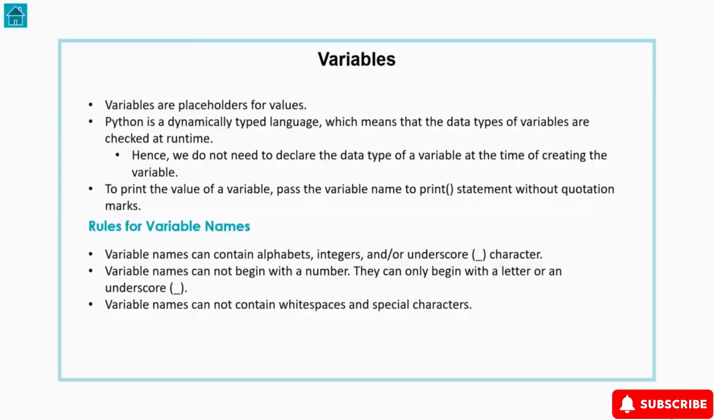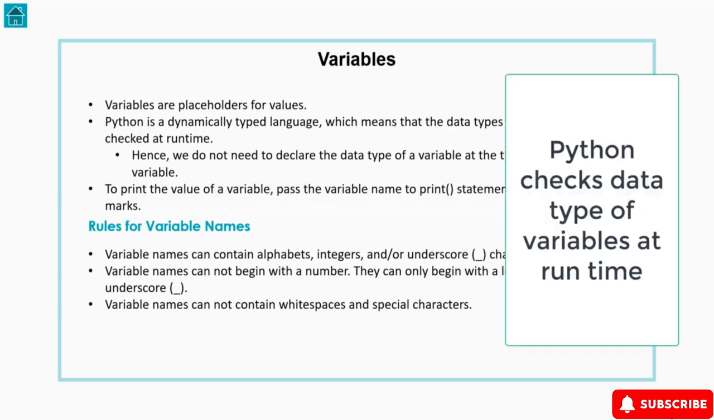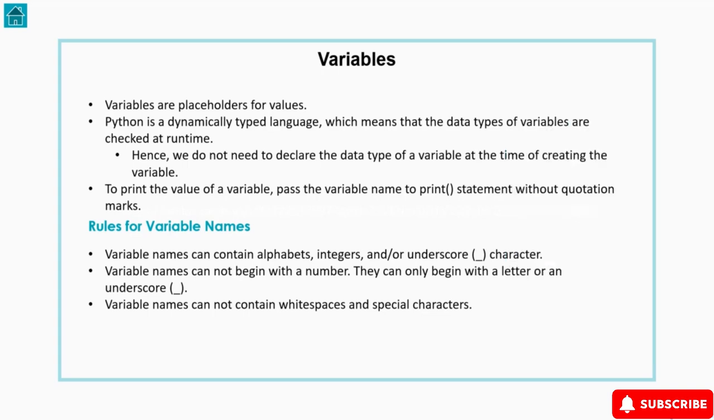Python is a dynamically typed language as opposed to a statically typed language, which means that Python checks the data types of variables at runtime. Hence, we do not need to declare the data type of a variable at the time of creating it. Python assigns data types to variables itself depending on the values stored in them. Make sure to read the rules for variable names to avoid syntax errors.